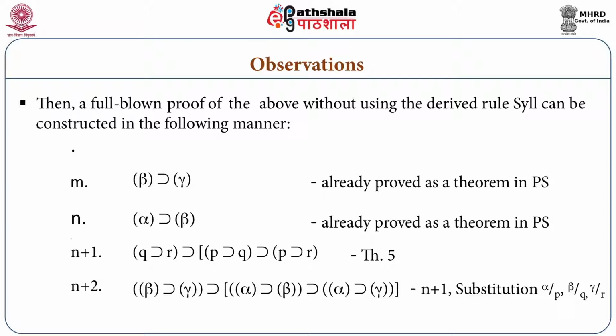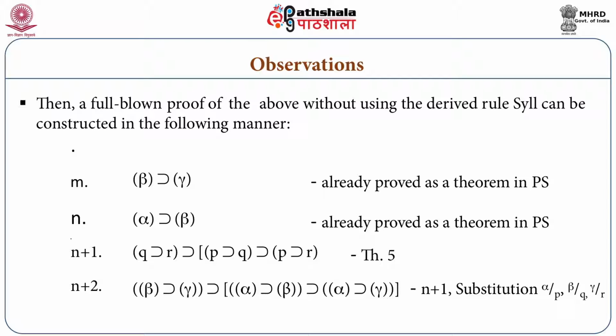And at step n plus 1 we have introduced theorem number 5, which says if Q implies R, then P implies Q together implies P implies R. So in this meta proof, what we will do is introduce structure and then provide the right substitution. So these alpha and beta are not part of the object language. These are in meta language. So we will convert them into the meta language now.